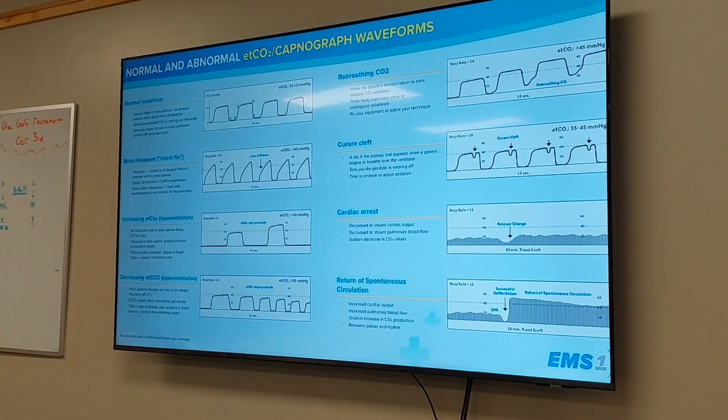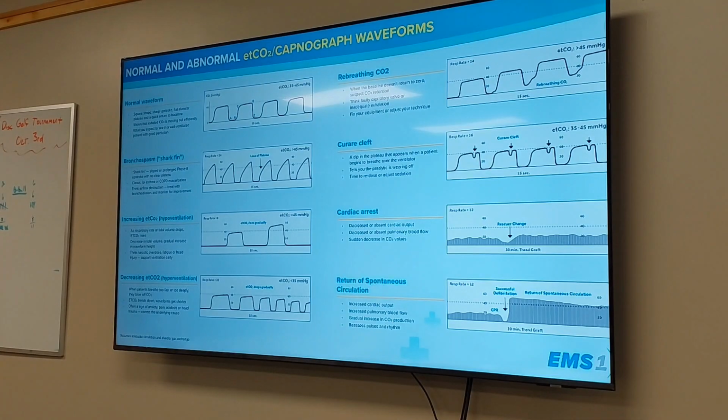I printed this off for anybody that wants one, because it's kind of an interesting thing to look at, because it shows the different wave patterns for the different issues, essentially. So we can see if we get ROSC on a code by using our end tidal, because we'll have a low end tidal and all of a sudden it'll jump way up, and then you check for a pulse, because typically that's what that means.